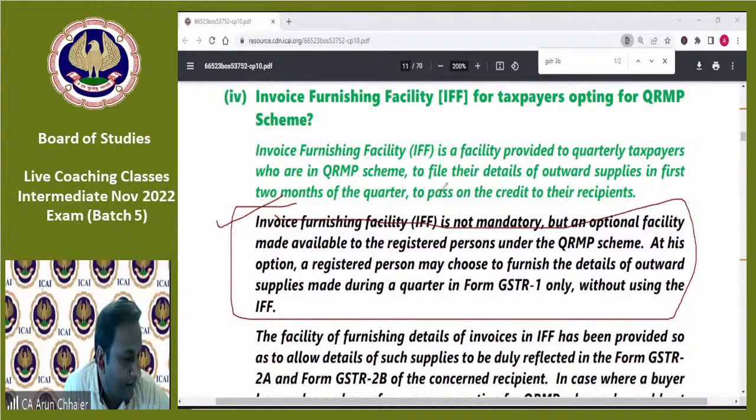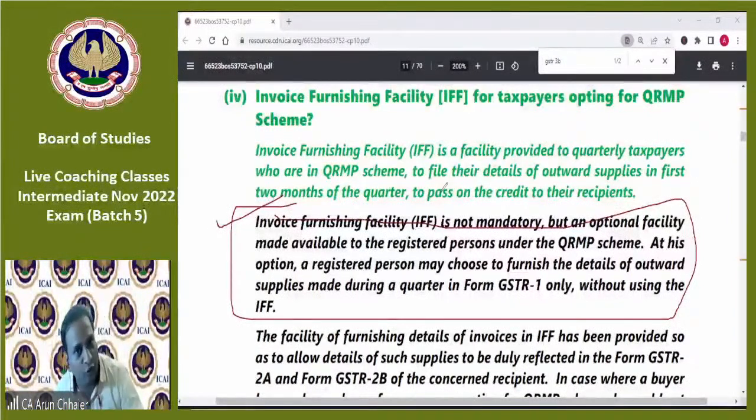Means in one IFF, the maximum outward supply of 50 lakh could be furnished. Absolutely correct, sir. Sir, if not opted IFF, then PMT 06 is not required, right, sir? No, there are two different things. See, first thing, IFF, there is no way to opt for IFF. There is nothing like I have to opt, then only I can file. IFF would be available whether you like to furnish or not furnish. But IFF and the PMT 06 don't have any relation.